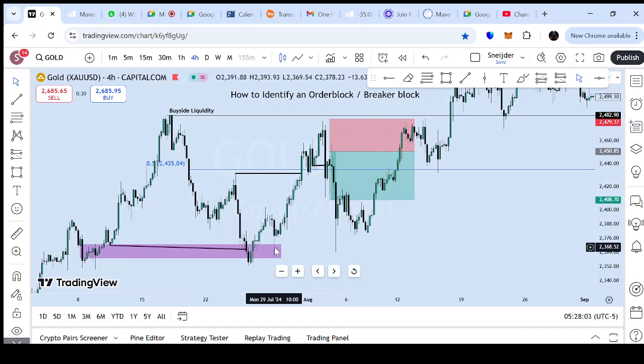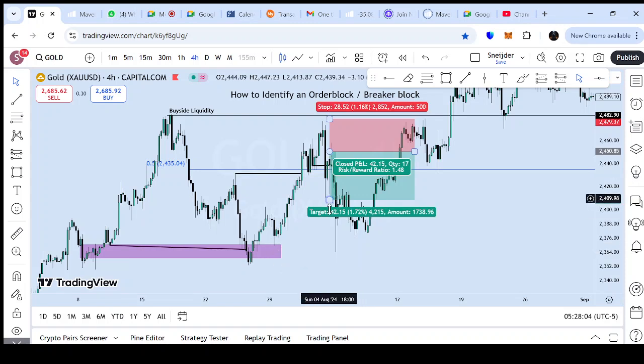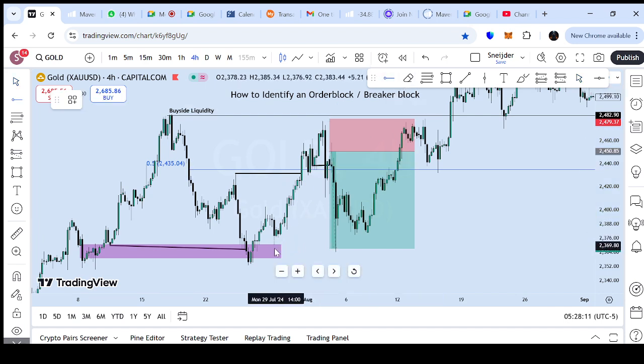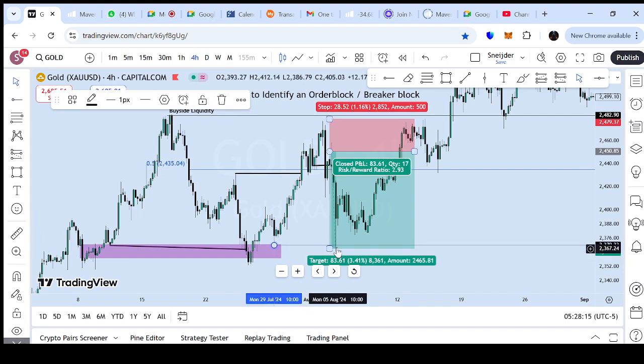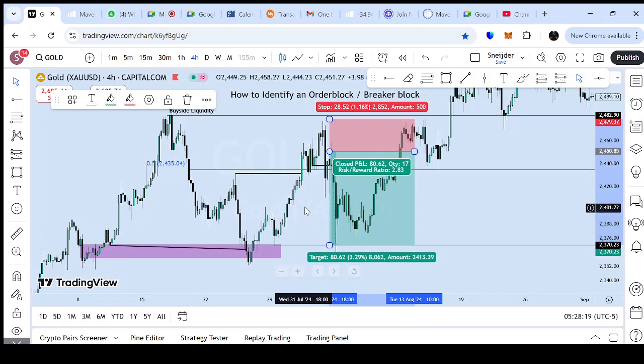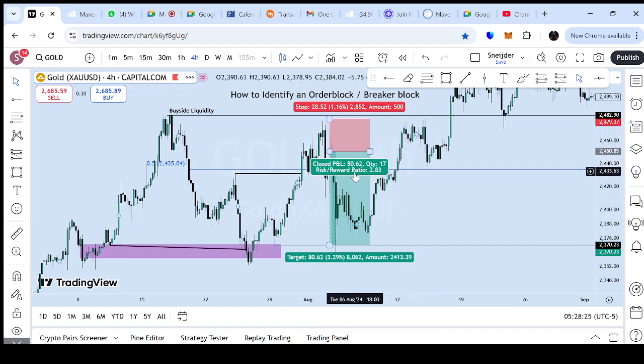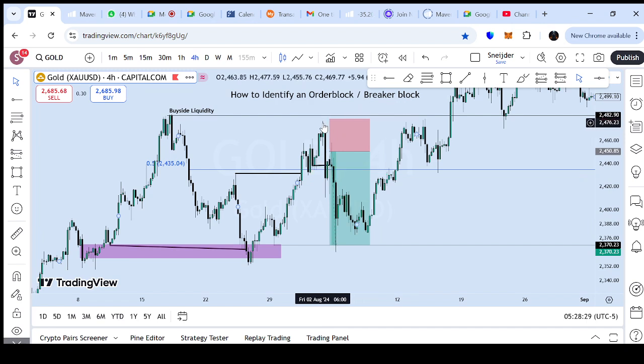Then you target the low, the sell side liquidity. Here is a sell side liquidity. You see, price took it out. This is a nice trade, 2:8. It's a nice trade for return on investment. Your stop loss above here, take profit at the low.